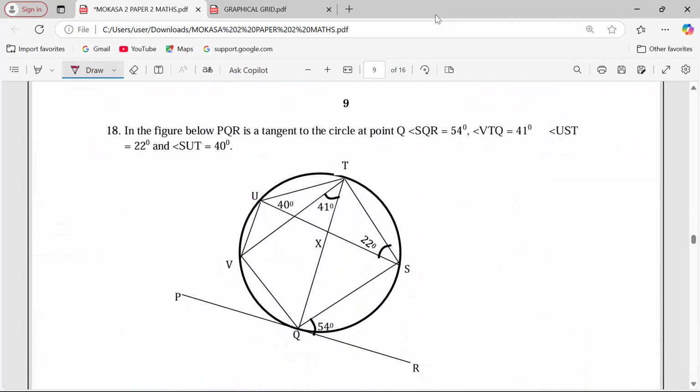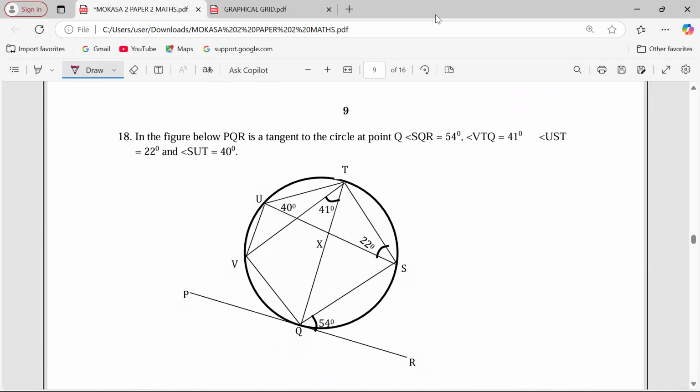Let's go to number 18. It is on angle properties of circles together with chords and tangents. Form 3 work and Form 2 work combined. In the figure below, PQR is a tangent to the circle at point Q. Then angle SQR is 54, as you can see, and VTQ is 41.